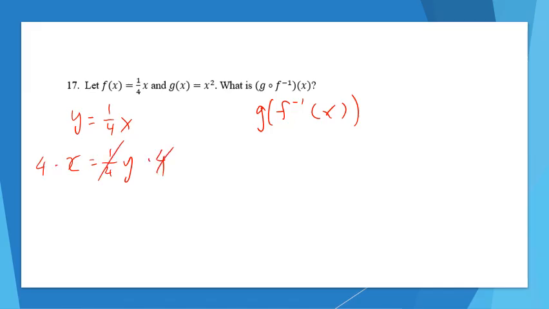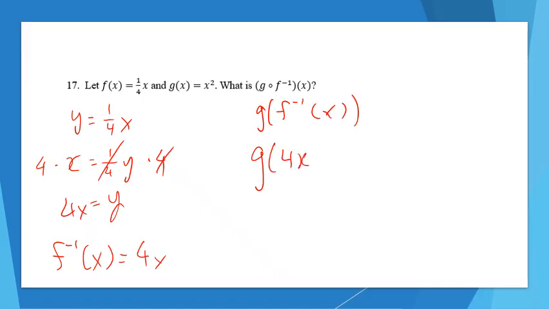Then we can cancel those out. We're left with y by itself on this side, and then 4x, and then just rewrite it using the correct notation. So the inverse of f of x is equal to 4x. So because this is 4x, we can rewrite this as g of 4x, which g of x is just x squared, but now instead of x squared, it's going to be 4x squared.